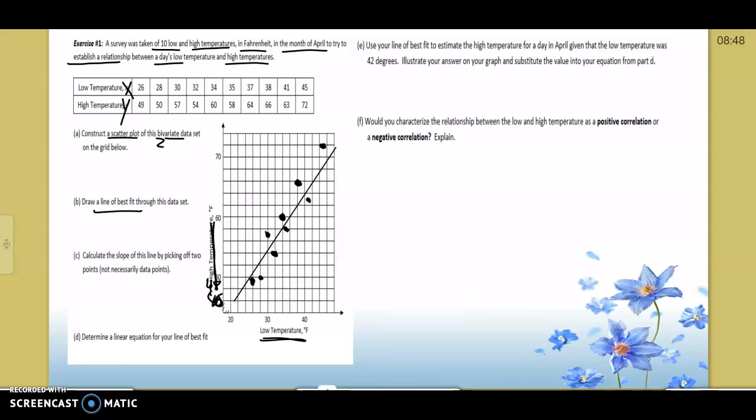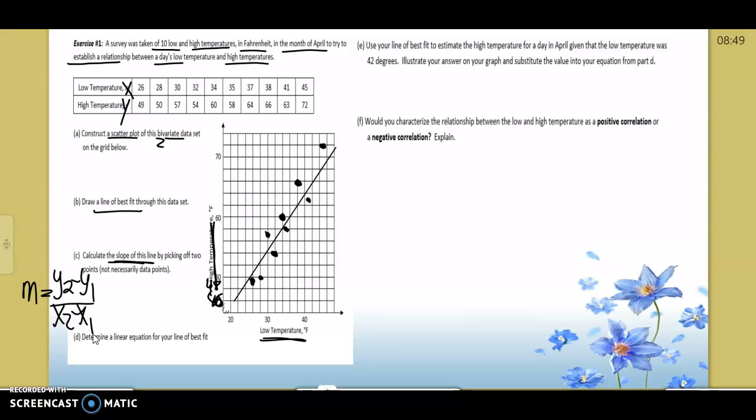Next up, we're asked to calculate the slope of a line. Remember that the slope formula, this may have been a long time ago, but we still need to remember it, is simply y2 minus y1 over x2 minus x1. So that formula that we worked on a little while ago. And for that formula to work, we need 2 points.